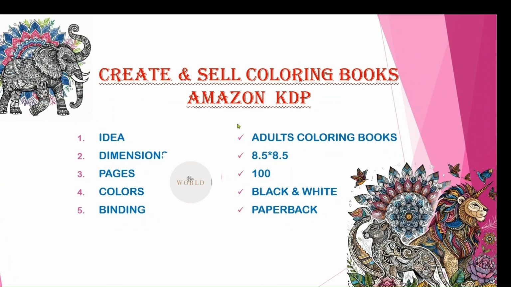Okay. So like I told you guys, we are going to be creating adult coloring books. And by the way, right now they're the best selling and they sell better than the kids coloring books. So for the dimensions, we are going to go with 8.5 by 8.5. Then pages, it's proper for you to do like 100 or even more. But in this particular video, we might even do less than that. The end goal is for you to learn how you can do this by yourself. Okay, and for the colors, we will go with black and white. Then binding, we will go with paperback.